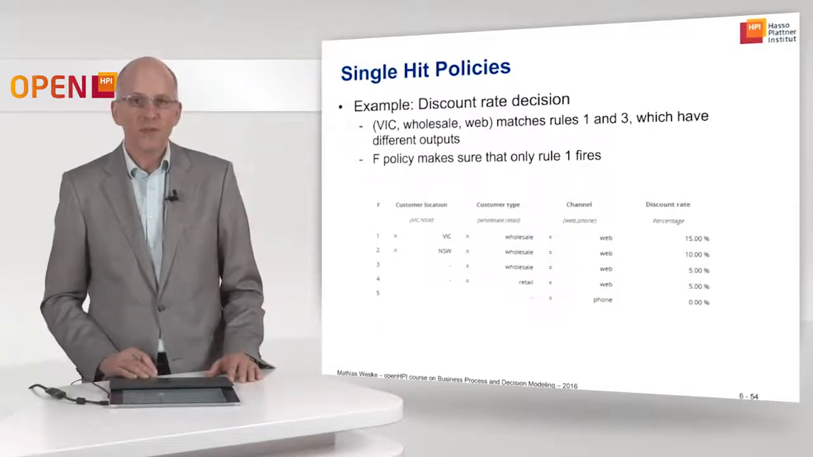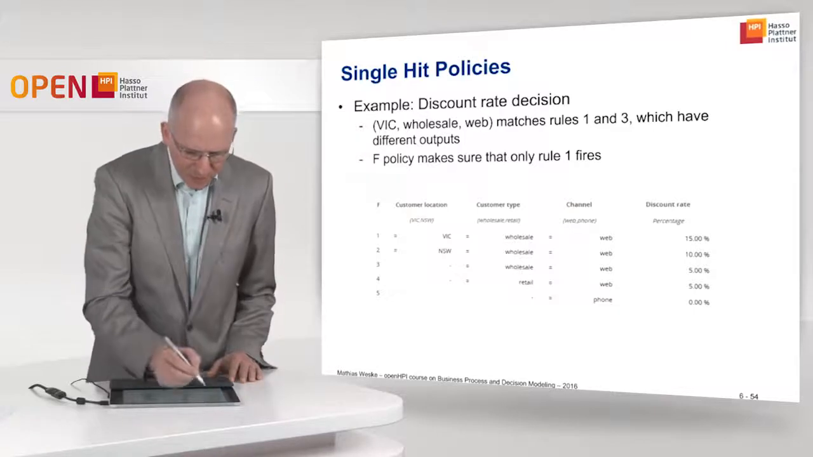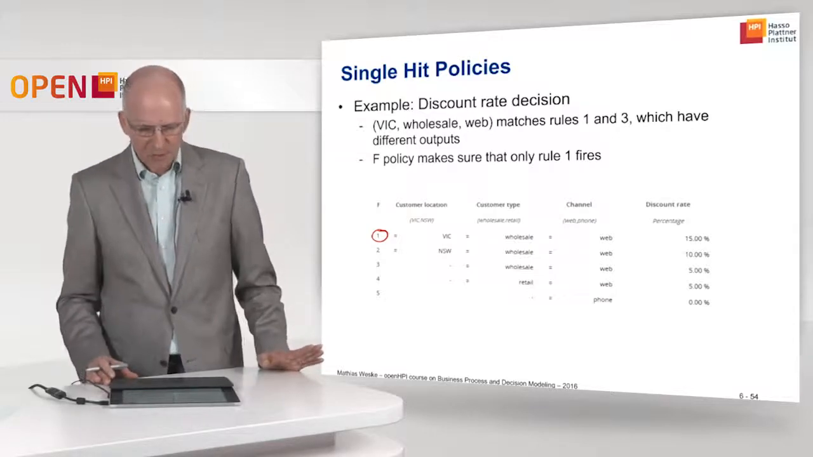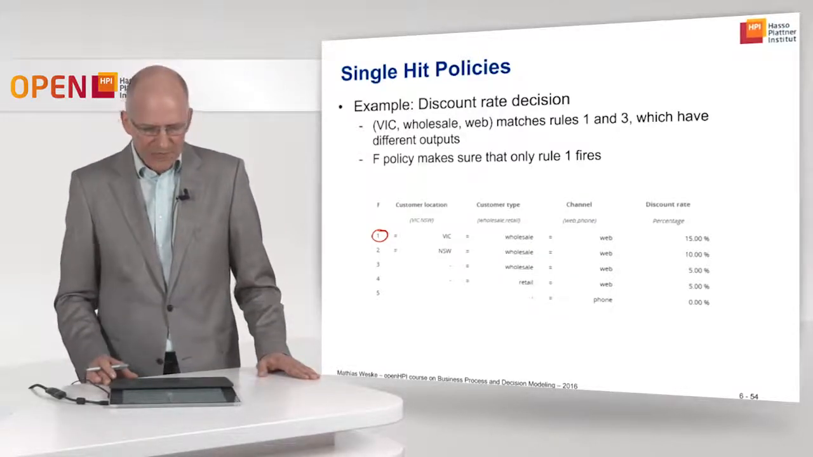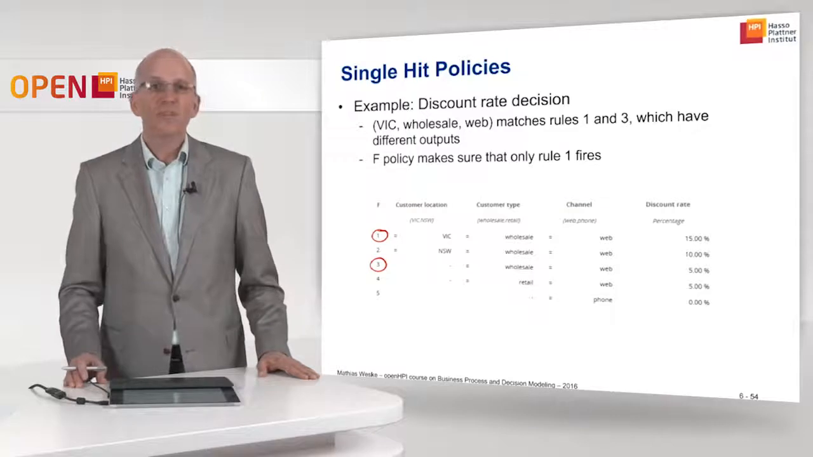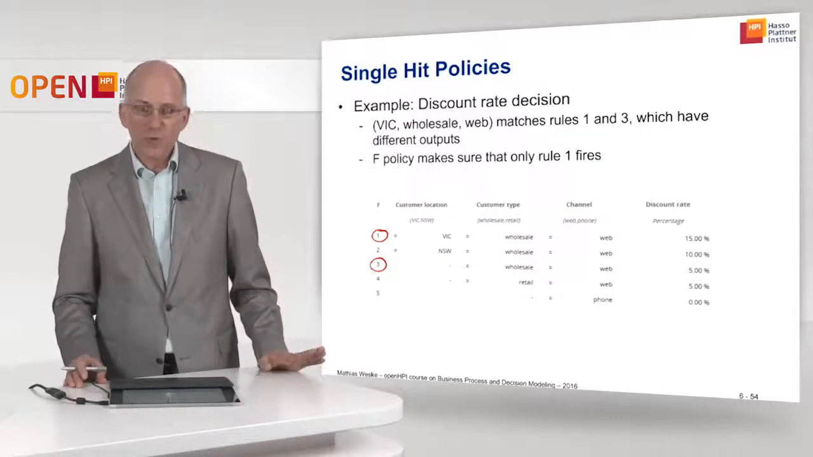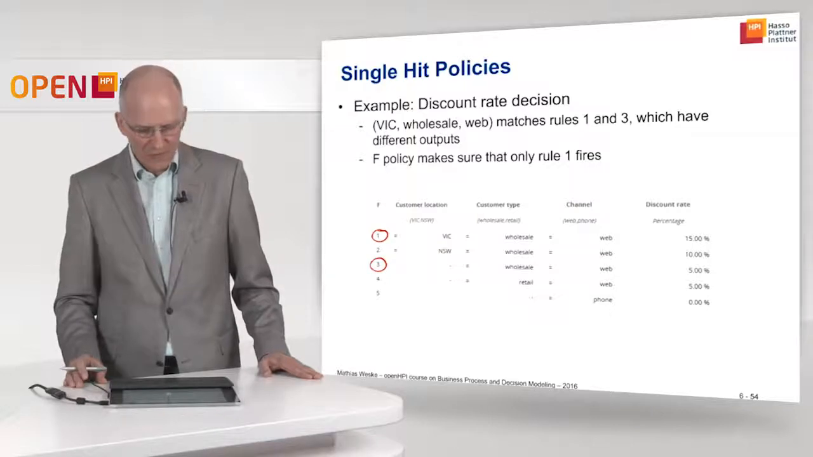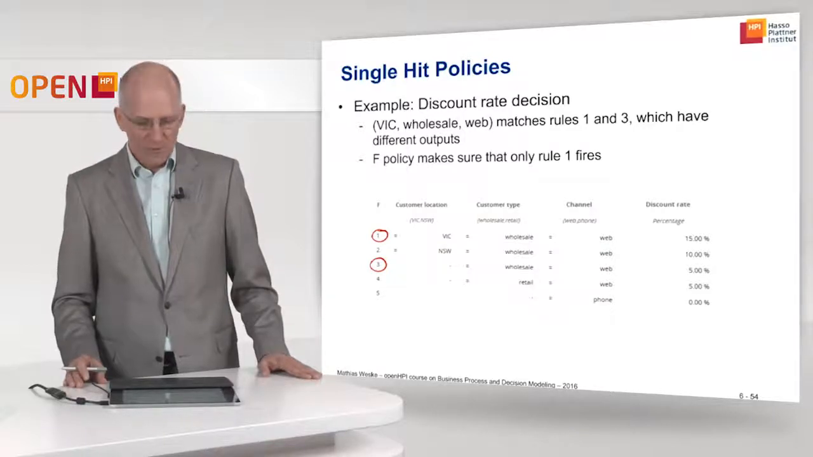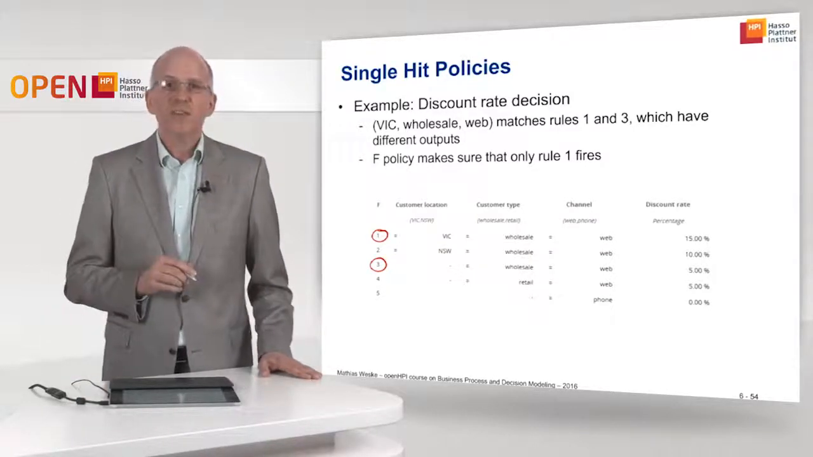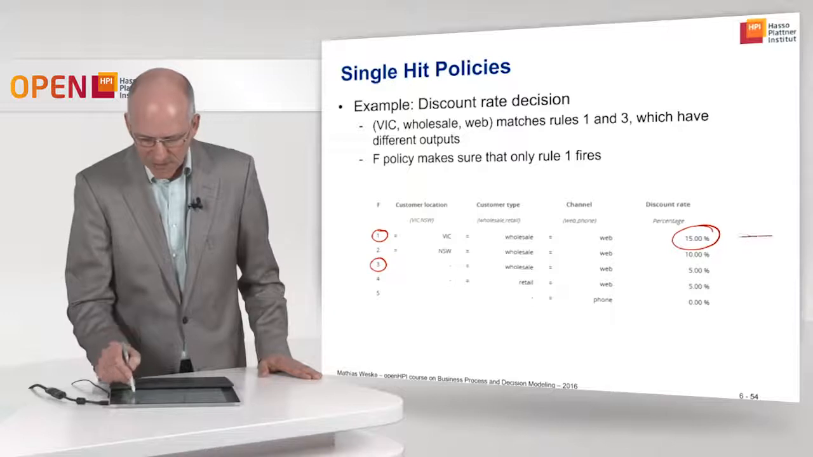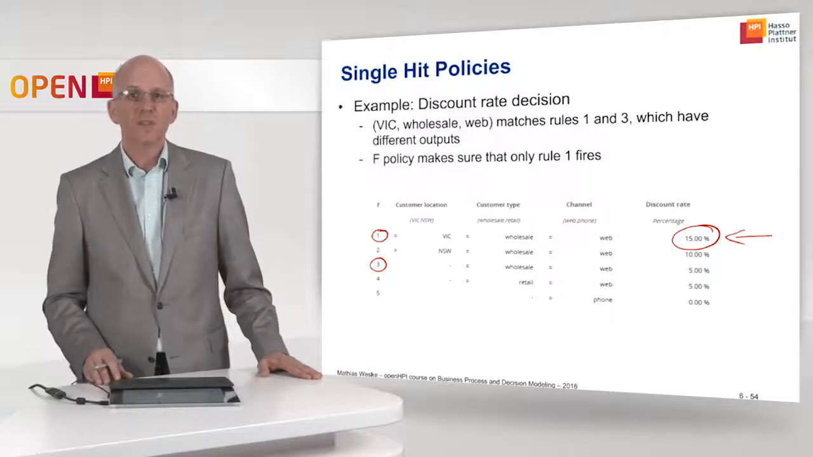We can go into the detail here on the next slide as well. So rule 1 matches because the location is Victoria, the customer type is wholesale, and the channel is web. But if we take a close look here, also rule 3 matches. Because in rule 3, the customer location does not play a role, so any customer location is fine for rule 3. And otherwise, we have wholesale and we have web, and therefore we have 2 matches here. However, the first policy makes sure that just the first match will be returned. So in this case, the return value would be the 15% of the first rule.